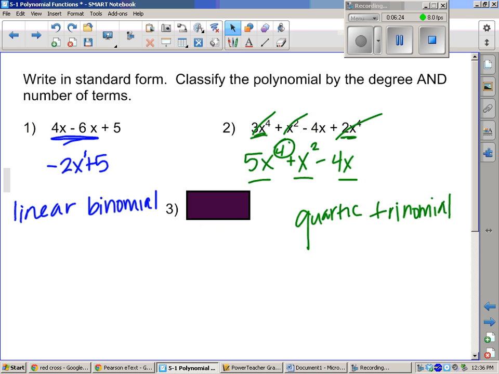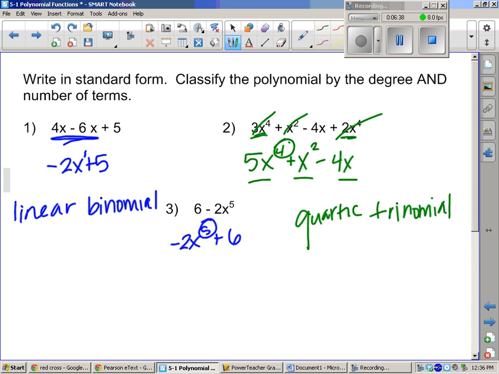Nice. Quartic was bigger than quintic. He ate more food. The next one, 6 minus 2x to the 5th. It is not in the correct order. Let's switch them around. Negative 2x to the 5th plus 6. All right, highest degree is 5, so they call that quintic. And 2 terms, so it's binomial. Very nice.